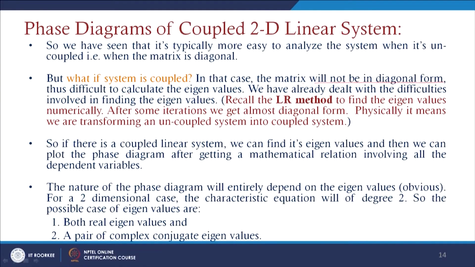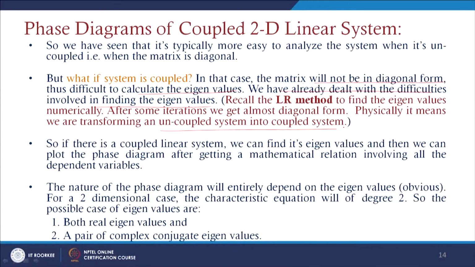Thus, it is difficult to calculate the eigenvalues. We have already dealt with the difficulties involved in finding the eigenvalues, since we have discussed the power method and the LR method to compute these eigenvalues in the previous lectures. In those cases, especially the LR method, after a few iterations we get the matrix in a diagonal form, and once it is in a diagonal form, we can say that the diagonal entries are the eigenvalues.